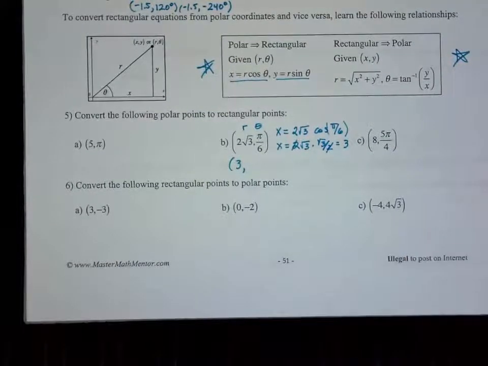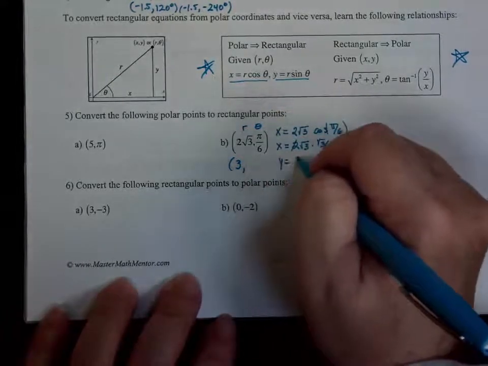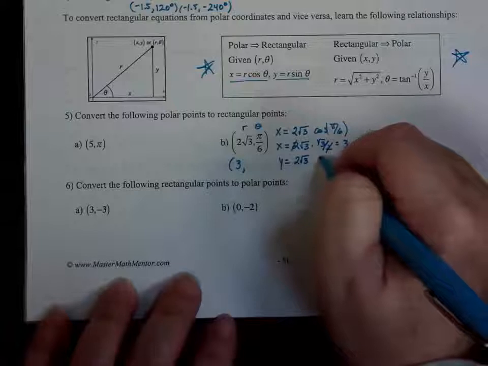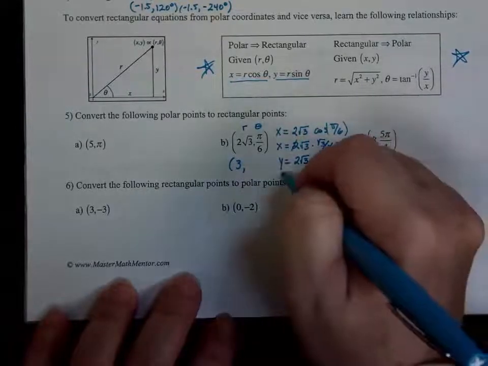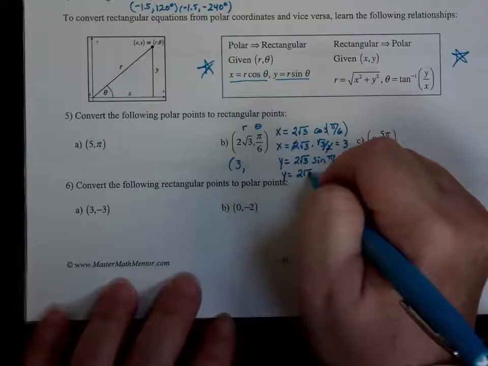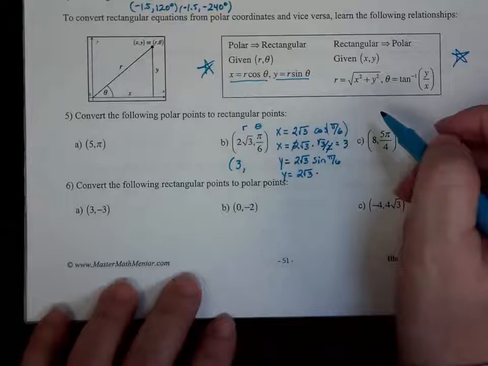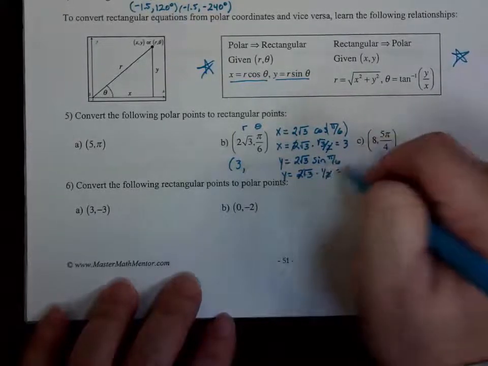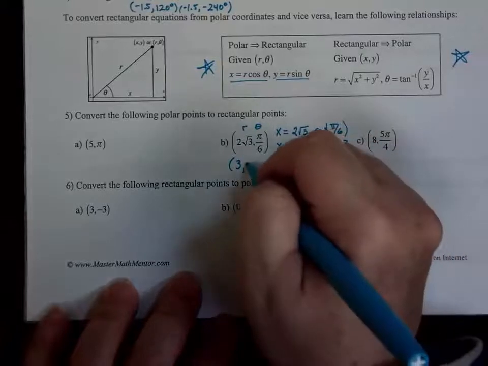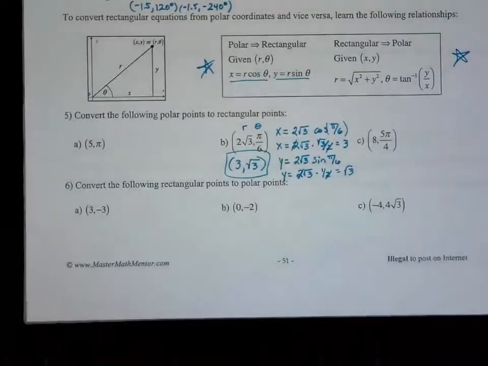Okay, the y coordinate is r sine theta. So y equals r, which is 2 square root of 3, sine of pi over 6. So that is 2 square roots of 3 times 1/2. The 2's cancel again, and I'm left with the square root of 3. And so there is my answer: 3 comma square root of 3.